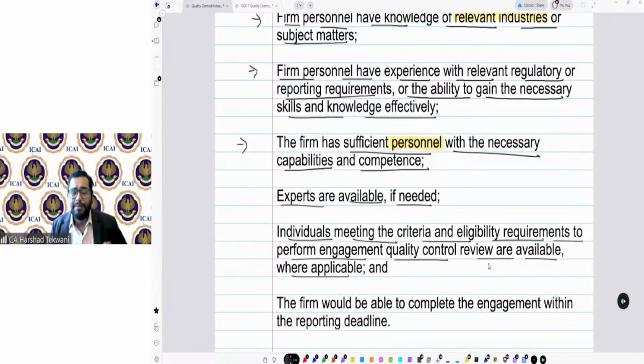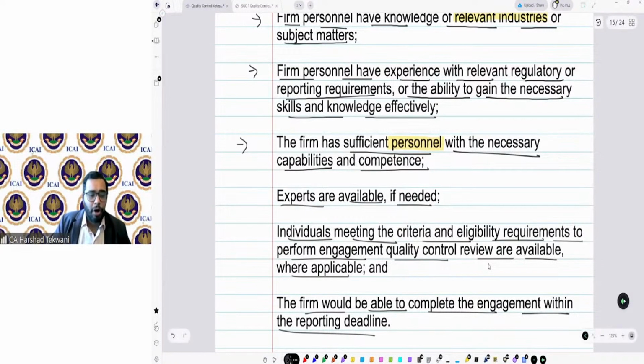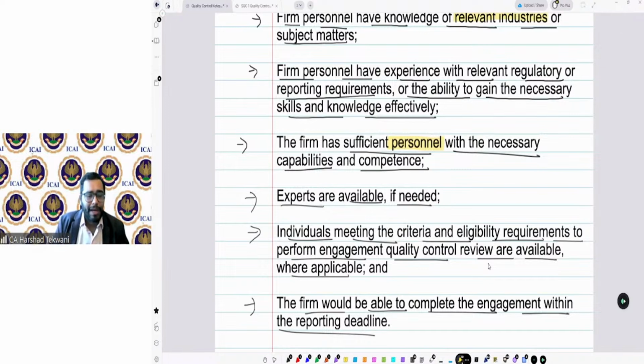Means engagement quality control reviewer partner is there or not. The firm would be able to complete the engagement within the reporting deadline. What if, for the statutory audit, the company has come to you, okay, please perform the statutory audit. In 2 days, we have a board meeting. You need to submit the audit report within 2 days. Will you accept? No, because the reporting deadline is very near. I don't have the time to perform the procedures. So I need to consider what the reporting deadline is.